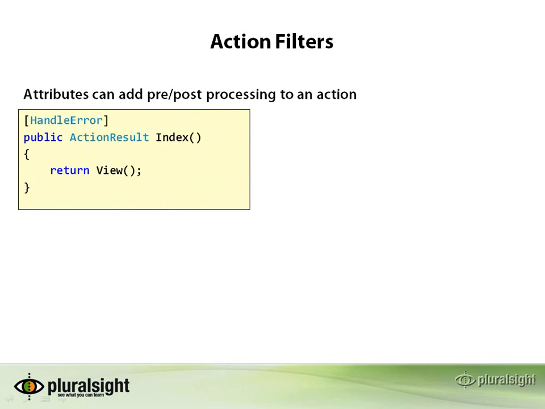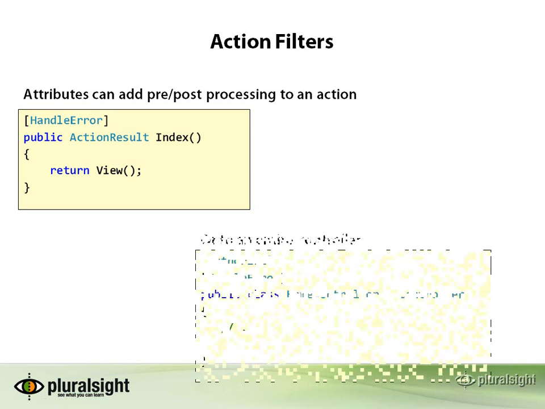For instance, I can add a handle error attribute to a specific controller action, and now any uncaught exception that is thrown out of that action will be processed by the handle error attribute, and it can render a friendly error view instead of the yellow screen of death that usually appears in ASP.NET when you have an uncaught exception that shows the user exception details that they're probably not interested in.